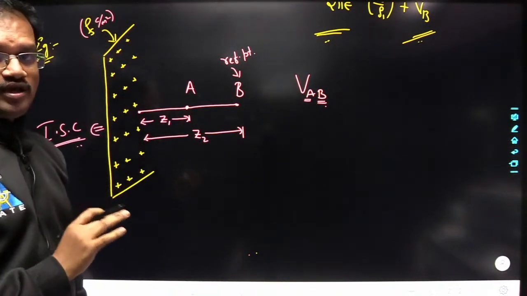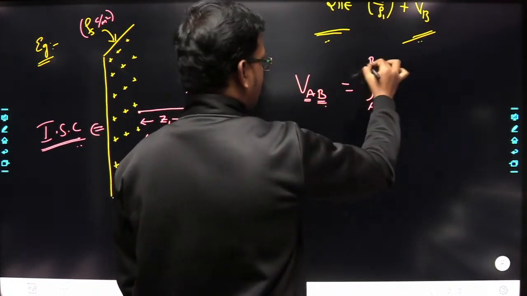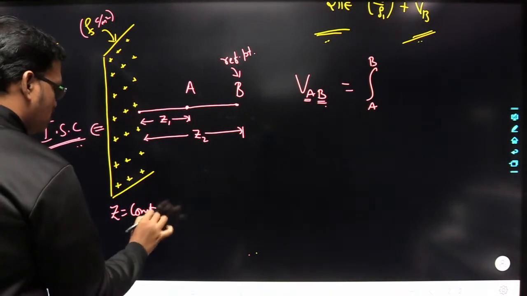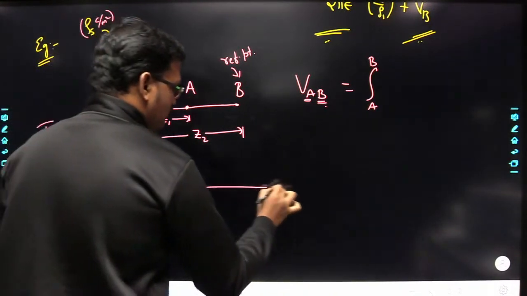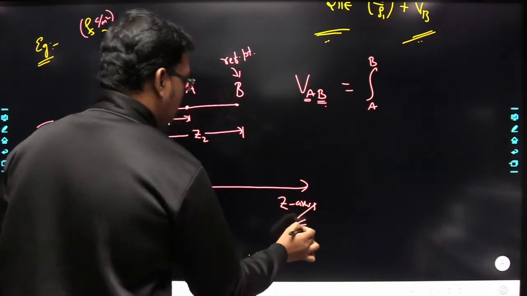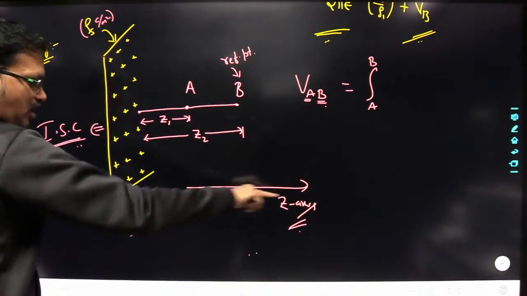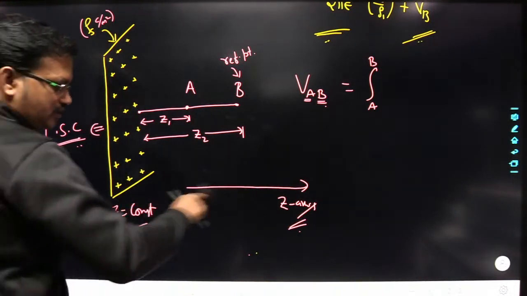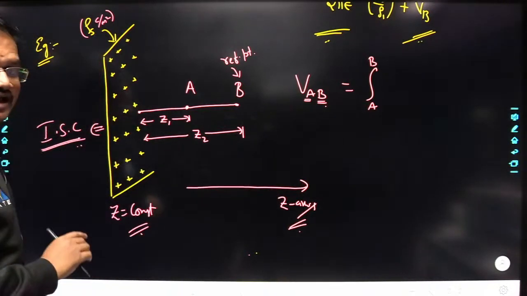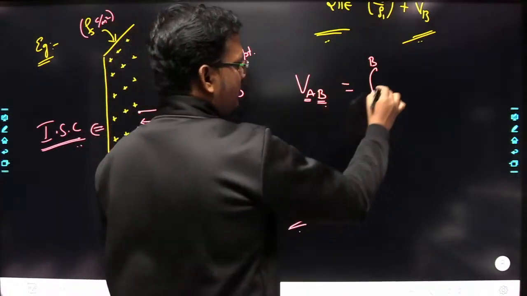So that is VAB. So that is equal to the integral from A to B. Now let us consider this infinite sheet charge is a z equal to constant plane, and this axis will become the Z axis. If you consider this as z equal to constant plane, and if you draw a normal line to the z equal to constant plane, it is going to point along the Z axis. So I am considering this axis as the Z axis, right?